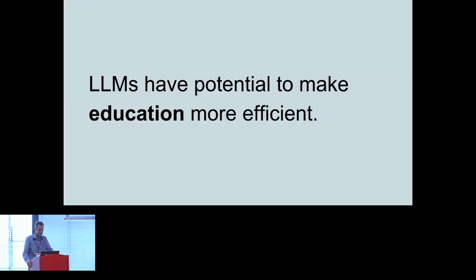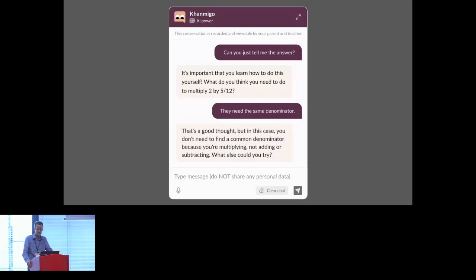LLMs have potential to make education more efficient. One example of that is this tool called Khanmigo that some of you might have heard of. With Khan Academy, you have kids and others who are learning how to do math and science, and instead of having a human help them with that, they came up with this chatbot that uses GPT behind the scenes. The idea here is not to just give them the answer, but to use the models in a constrained way, to give them just enough help that they're still learning, but it's more efficient, the learning process, they hope.